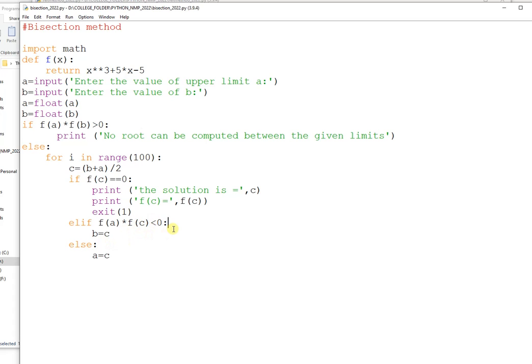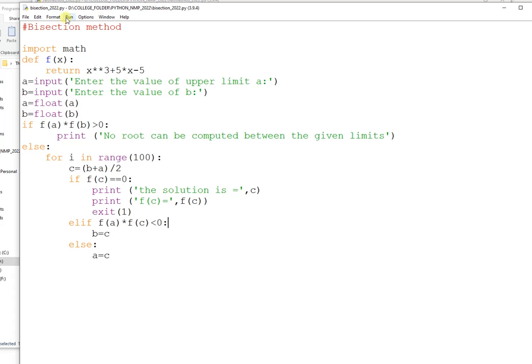If this condition is satisfied, you can replace b with c. b is equal to c. Assign the value of c to b. Else, if it is not less than 0, you assign the value of c to a. a is equal to c. Then continue this for loop. At some point, you will get the solution.